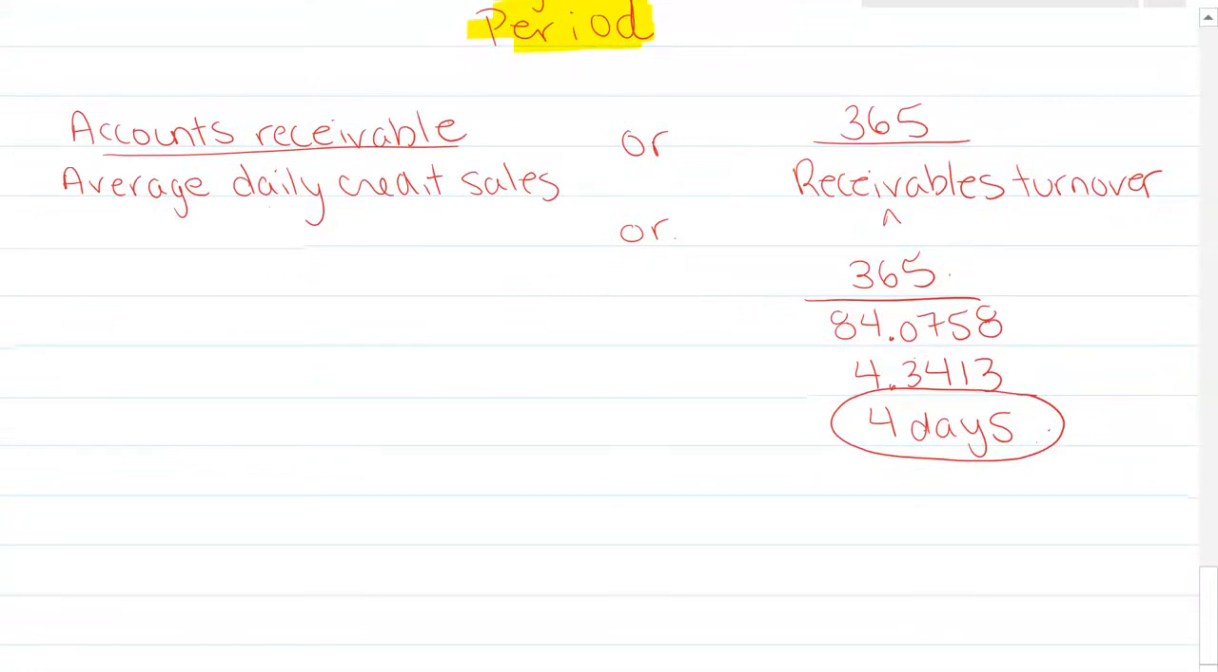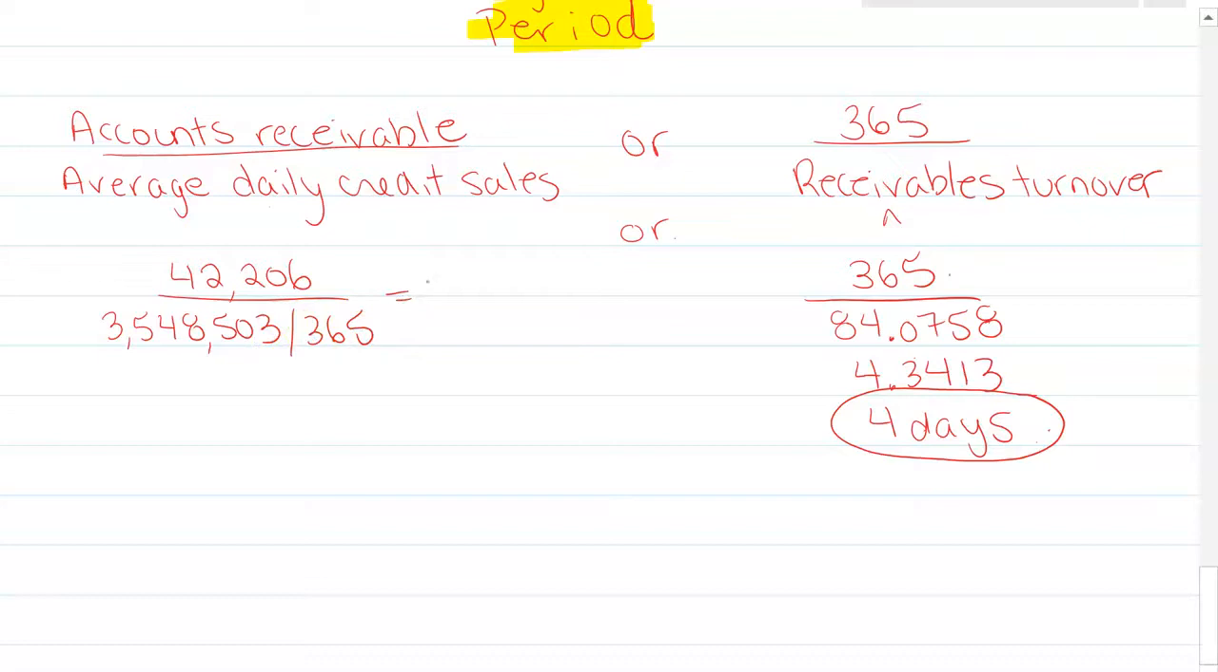Okay, so the accounts receivable is 42,206, and then divide that by the average daily credit sales. So I'll take the ones for the year, 3,548,503, and divide that by 365. So I'll just get that bottom number first. So that's about 9721.926. I just took the 3548 and divided that by the 365.